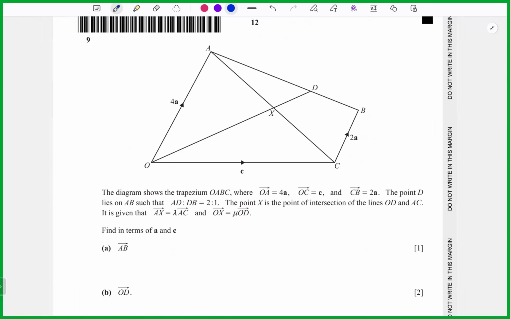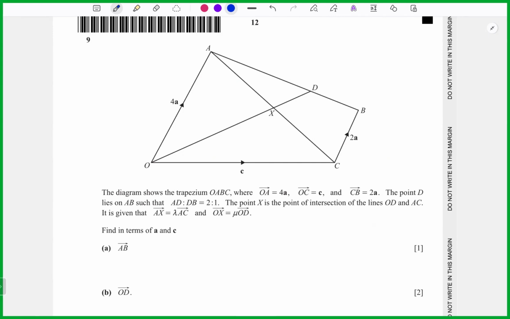The diagram shows the trapezium OABC where OA equals 4a, OC equals c, and CB equals 2a. The point D lies on AB such that AD to DB equals 2 to 1. The point X is the point of intersection of the lines OD and AC. It's given that AX equals lambda AC and OX equals mu OD. Find the vectors in terms of a and c. First, find AB.